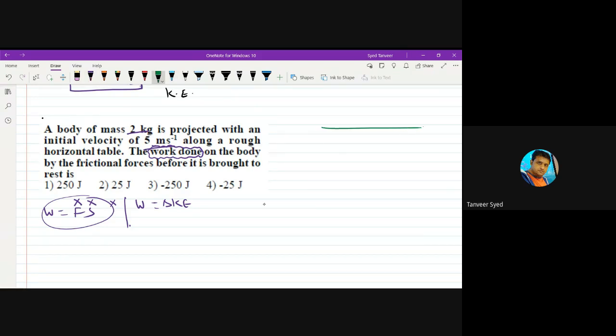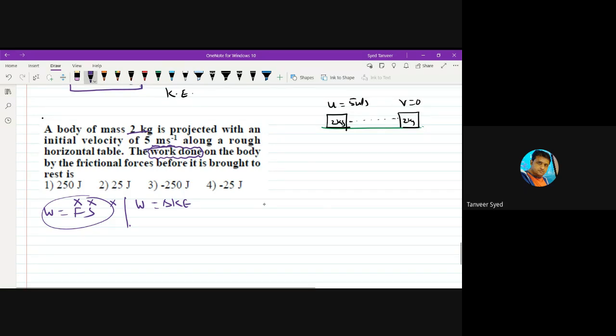Yes. This is a rough horizontal table, that means friction is there. On this table, you are projecting a body, this is 2 kg mass, with initial velocity 5 meter per second. Because of friction, what happens to this? It stops after traveling a certain distance. We don't know that distance, we don't need that also. Finally, it is stopping, means its final velocity is 0.